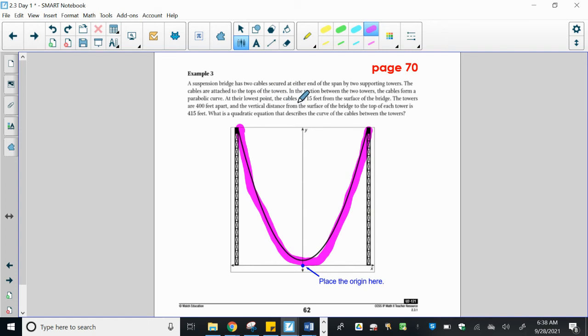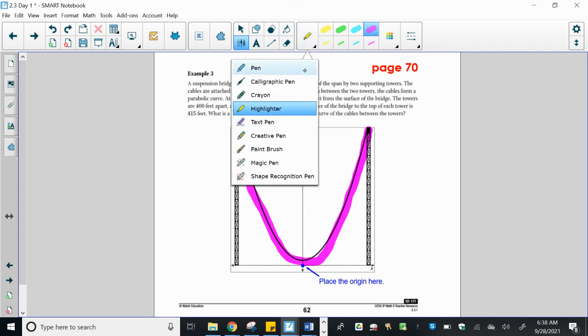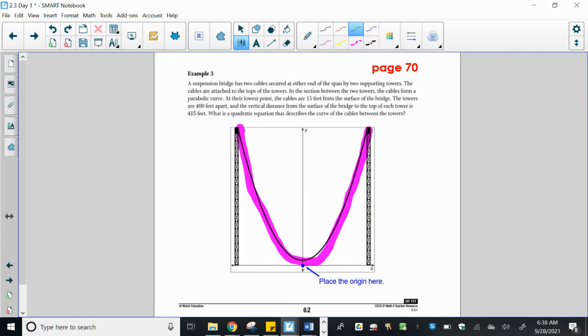At their lowest point, the cables are 15 feet from the surface of the bridge. So the lowest point right here, they gave us the y-intercept there. 0, comma 15. So that's our y-intercept. But also notice what that represents in the problem if this is a parabola. And the vertex is 0, comma 15.